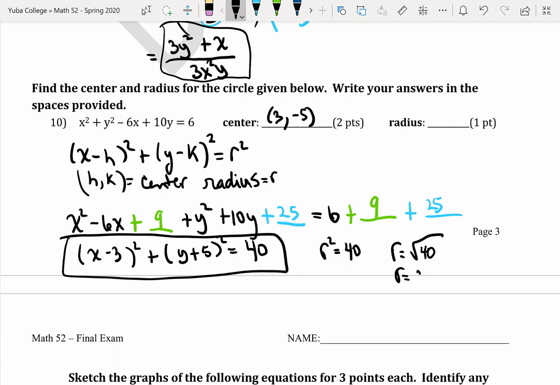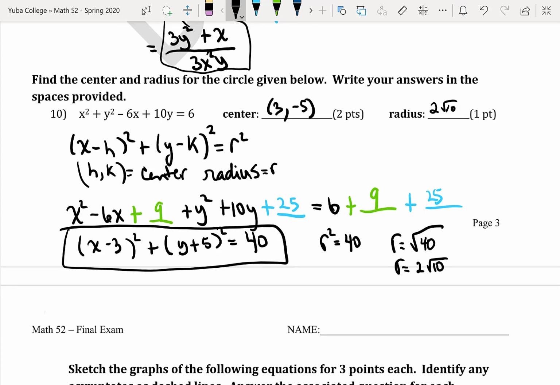So sketch the graph of the following equations. Identify the asymptotes as dashed lines. Answer associated questions for each. So where is the y-intercept of f of x equals 3 raised to the x power minus 2?